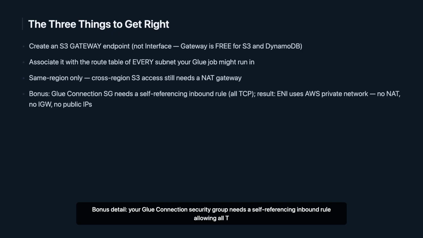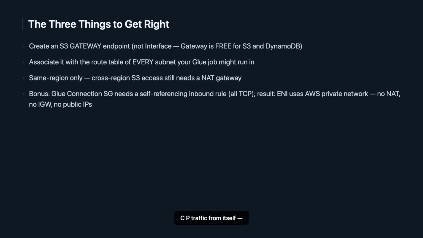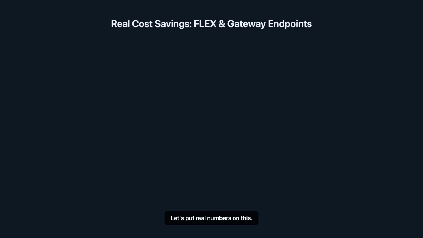Bonus detail: your Glue connection security group needs a self-referencing inbound rule allowing all TCP traffic from itself. This lets the Glue ENI communicate on the Amazon Web Services private network without a NAT gateway or internet gateway. Get those right and traffic flows over the Amazon Web Services private network with no public IPs, no internet gateway, and no egress charges. Let's put real numbers on this.